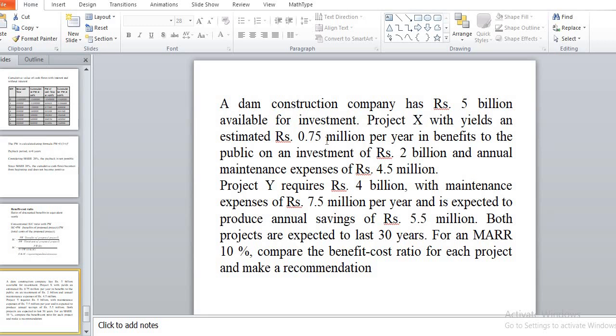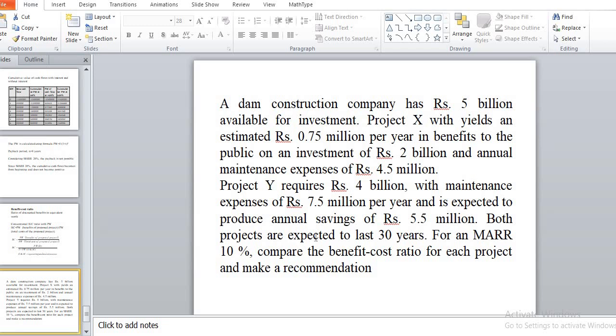So in this project X there is a yield of 0.75 million per year, the investment for project X is 2 billion, and the annual maintenance cost is given as 4.5 million. For project Y, 4 billion is required with a maintenance cost of 7.5 million per year, and it is expected to produce an annual saving of 5.5 million.